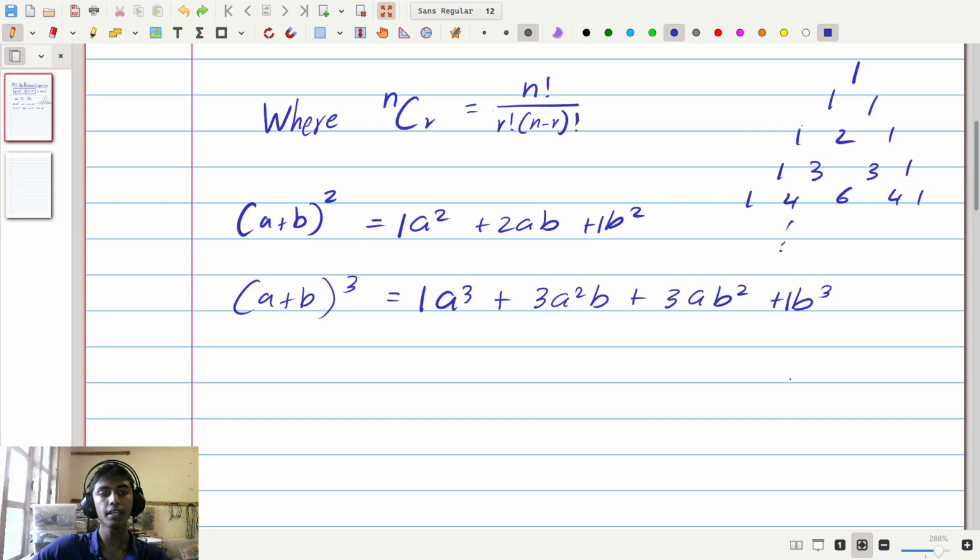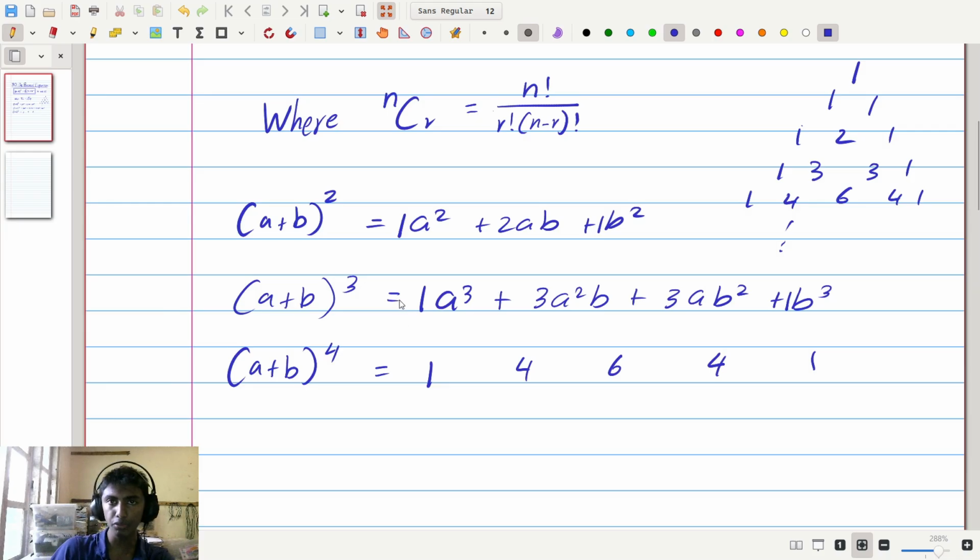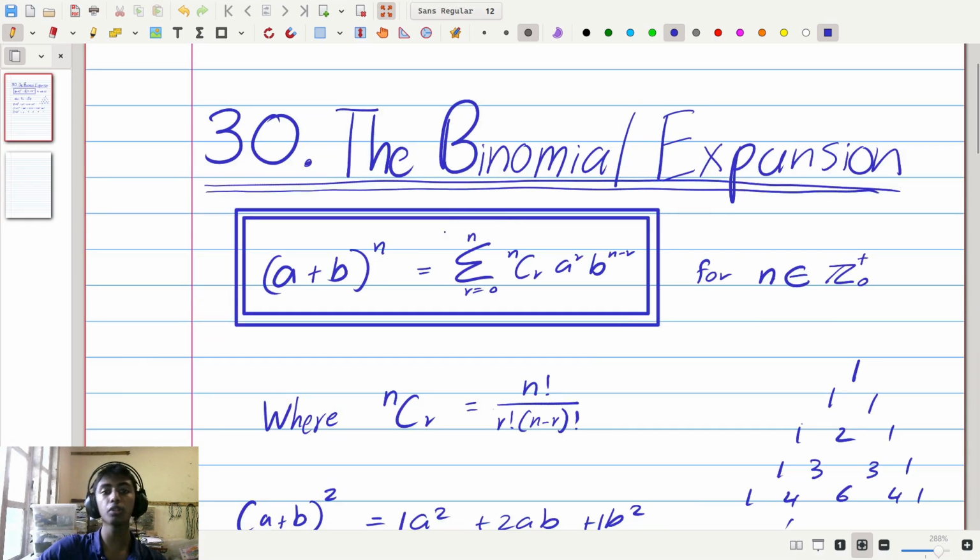And due to that, if we consider the next power, as in a plus b to the power of 4, the coefficients of the terms here are going to come from Pascal's triangle, and they're going to be 1, 4, 6, 4, and 1. As for the actual terms, we can find the actual terms based on the binomial expansion formula. In the formula, we can see that we have n choose r times a to the power of r times b to the power of n minus r.